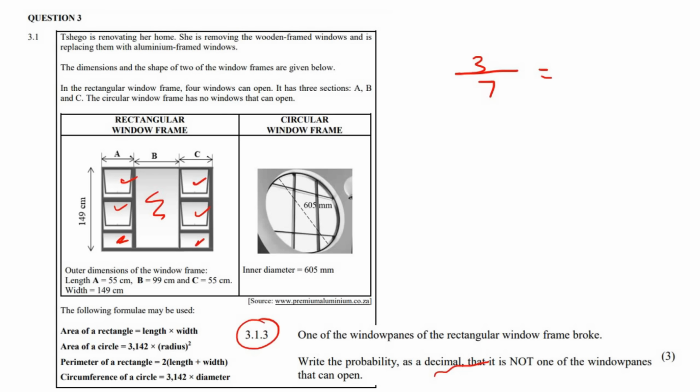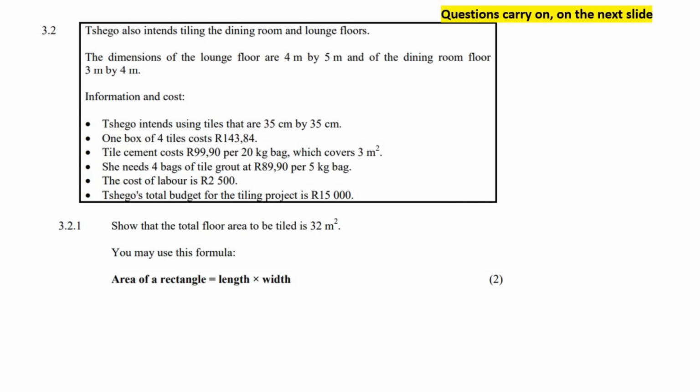So if you say 3 over 7 on your calculator, that'll be 0.42857 14286. Now they didn't tell us to round off or anything like that, so we'll just leave it like that. So with this question, it is going to carry on.